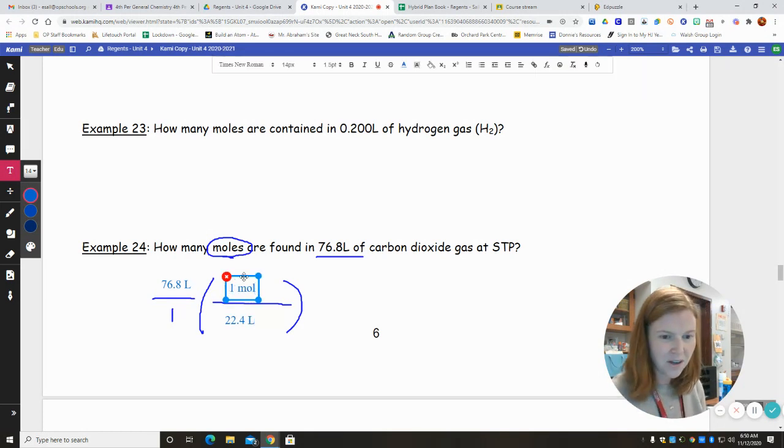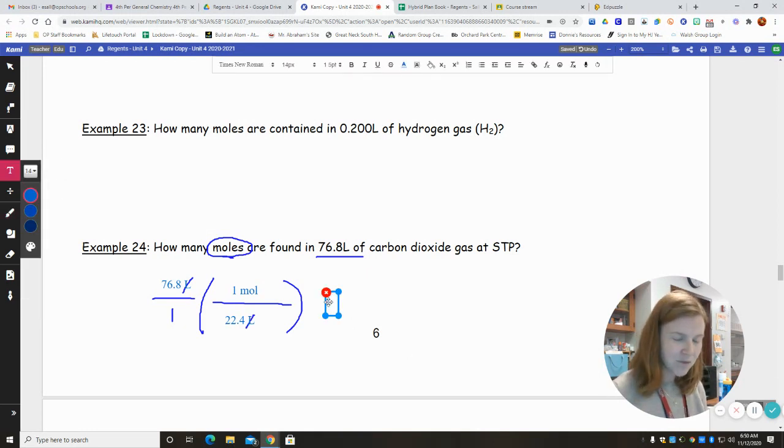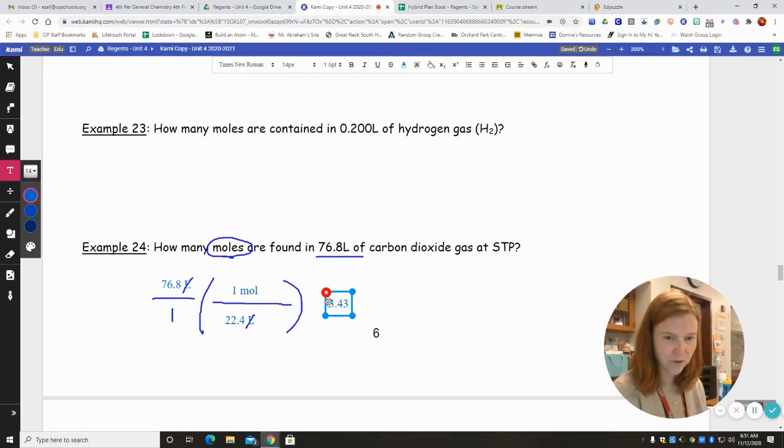So in this situation, the 1 mole goes in my numerator, the 22.4 liters goes in my denominator, so that liters cancels with liters. So mathematically, what I am doing, 76.8 divided by 22.4 gives me that as an answer. I need to round it to 3 significant figures, which is 3.43. My unit on this is mol.